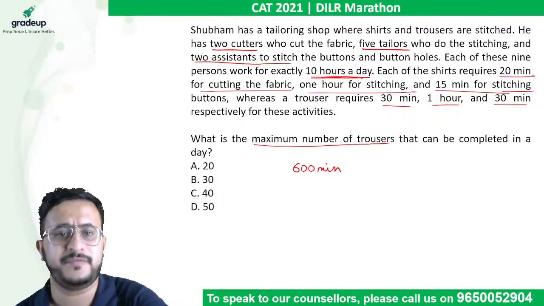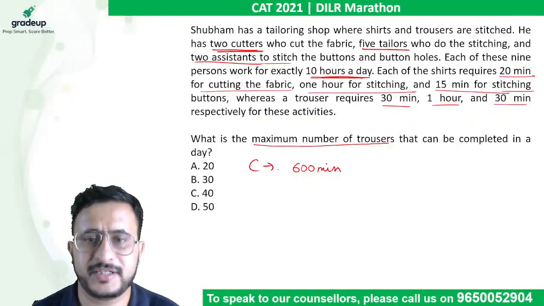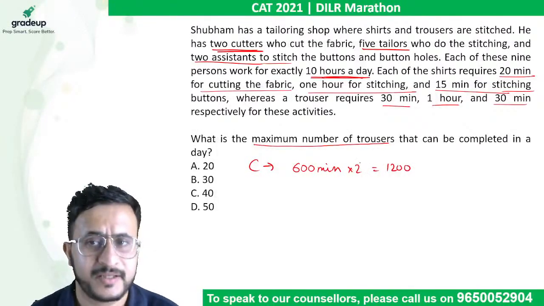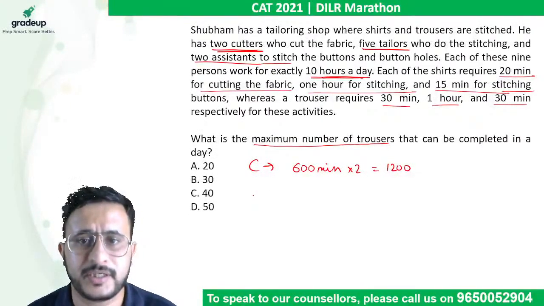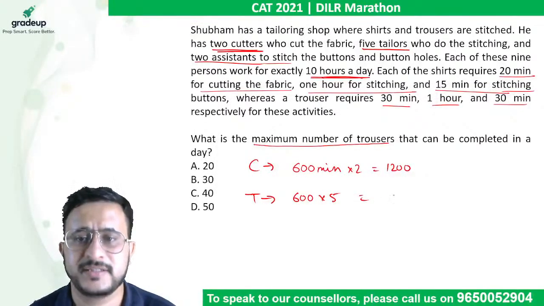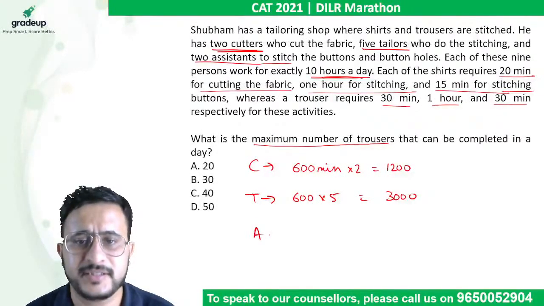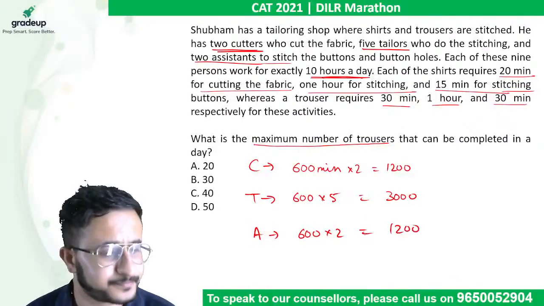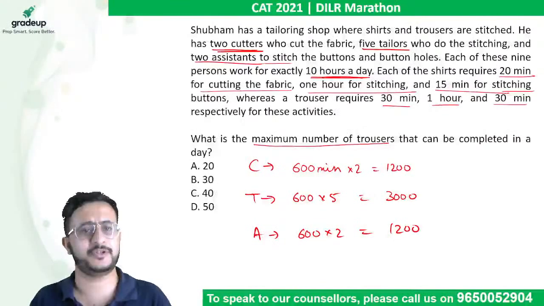Okay. Now, the first category of people, the two cutters, can work for 1200 minutes. The tailors can work for 600 into 5, that is 3000 minutes. The third category is the assistants, who can work for 1200 minutes. That is the total time available. Is that clear? This much total time is available to these three.